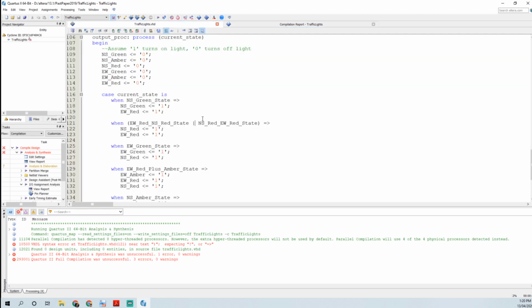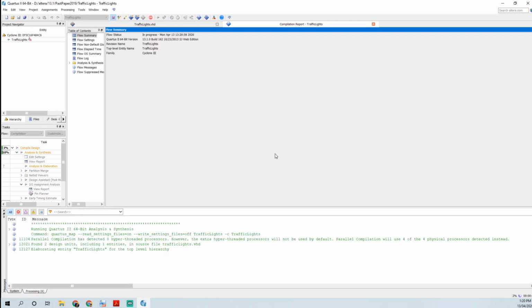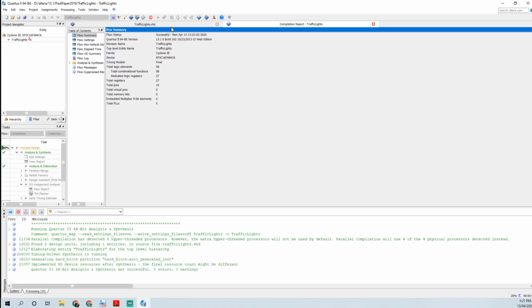Alright, so to make life easy, let's just split this up, right? Because we're probably getting an error there. So I'm just going to have separate statements for when I'm in east-west red and when I'm in north-south to east-west red. Alright, in both of those cases, my outputs are going to be, my red lights are going to be on. Alright, and the code is compiling there.